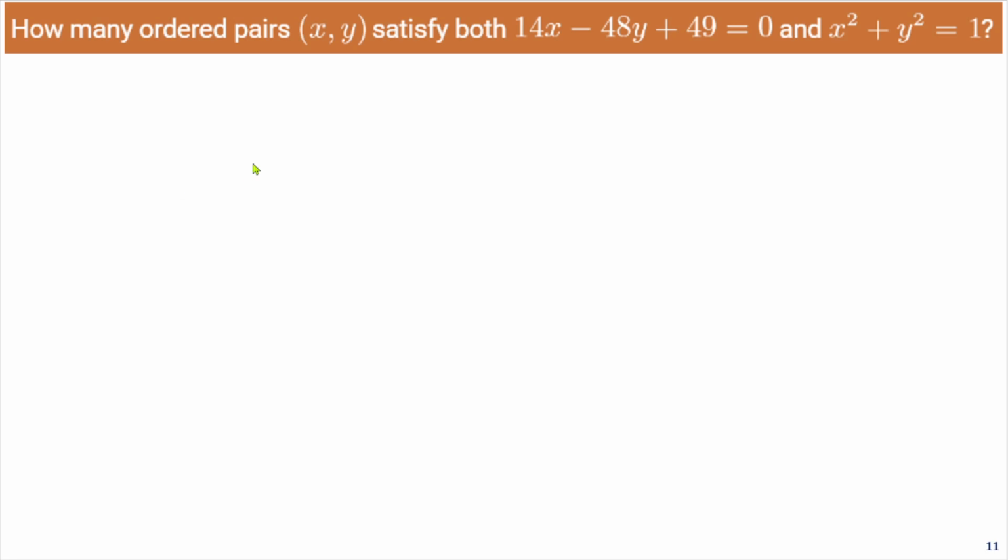Okay, let's consider the solution of this problem. So how many ordered pairs (x, y) satisfy both of the two equations? In other words, this question really asks us how many points of intersection there are. We know the graph of this equation is a line, right? And the graph of this equation is a circle. So it really asks how many points of intersection there are between this line and the circle.